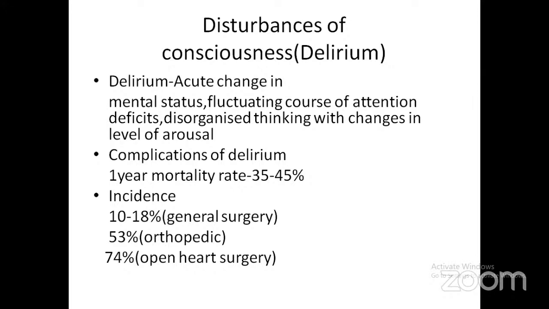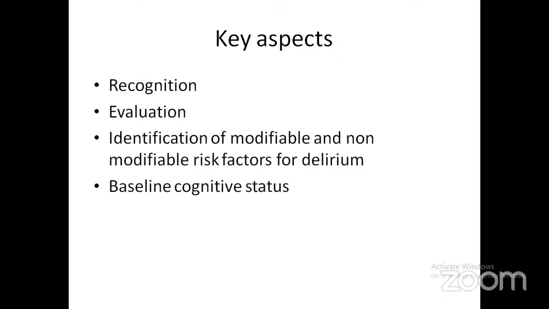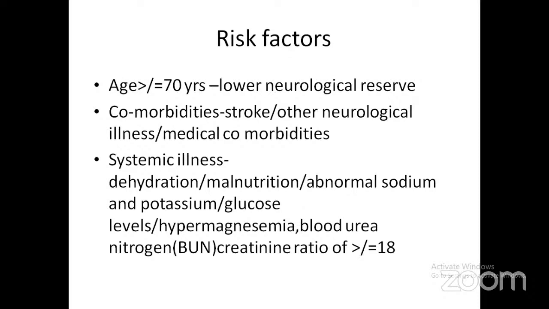It has several pathological pathways, including neurotransmitter imbalance, neuroinflammation, endothelial dysfunction, impaired oxidative metabolism, and altered availability of large neural amino acids. With such complexity, no single intervention is likely to prevent delirium. Key aspects are recognition of delirium, evaluation of delirium, and identification of modifiable and non-modifiable risk factors. Baseline cognitive status should be assessed in the preoperative period, particularly in high-risk cases such as cardiac and orthopedic surgeries. Risk factors for delirium include age greater than 70 years, as these patients have lower neurological reserve.